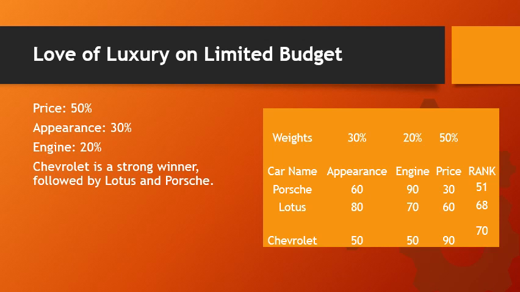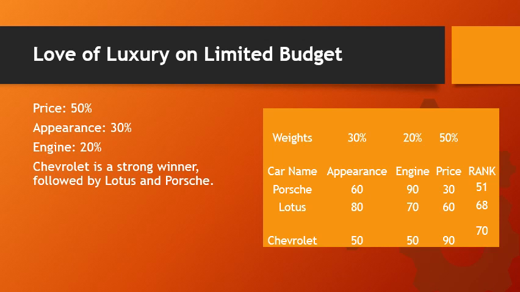So in this case, he will put a high weighting on price, 50%. Appearance also matters to him a lot, 30%. And engine is good for all luxury cars, so he doesn't put that much weight on that, and he gives it a 20%. So with this ranking, the Chevrolet comes out on top, 70. Lotus comes close with 68, and Porsche is the worst.